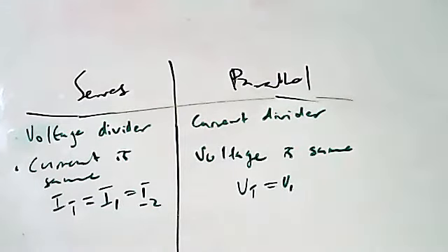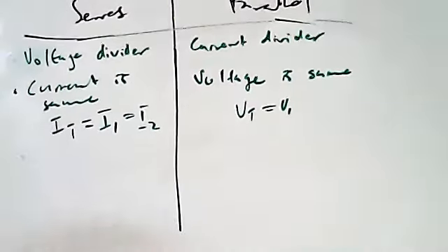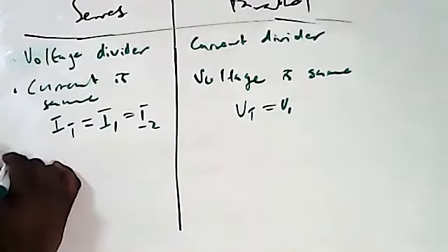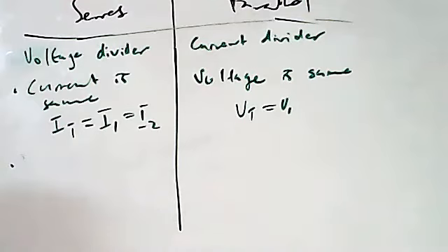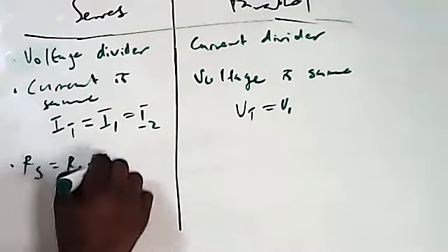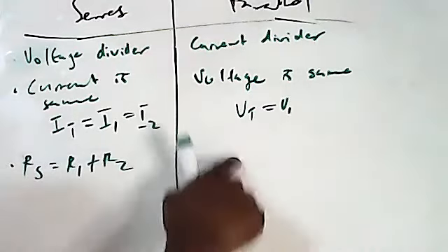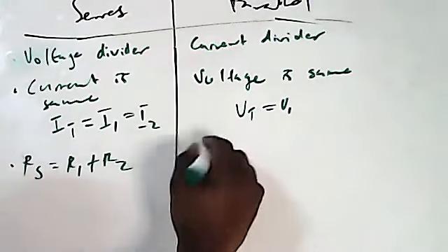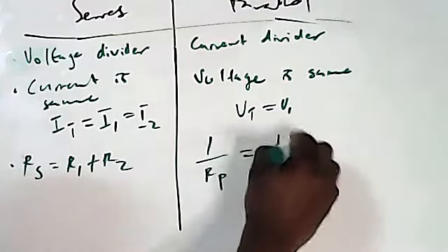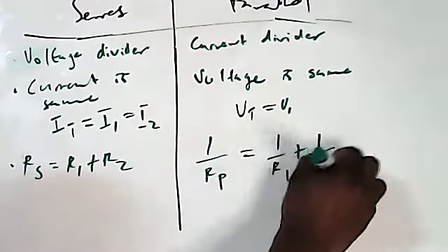And I'm going to show you in terms of the actual diagrams, right? And then also another important difference. This one is very, very important. You should know this one. Another important difference is that when we are calculating the total resistance in series, the formula we use is total resistance is equal to resistor 1 plus resistor 2. But when resistors are connected in parallel, we say 1 over the total resistance in parallel is equal to 1 over resistor 1 plus 1 over resistor 2, right?